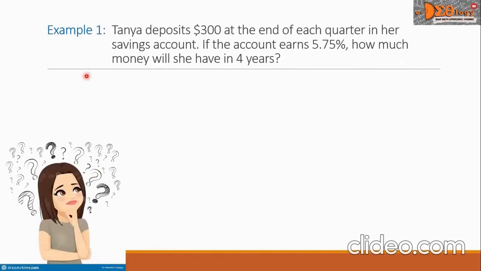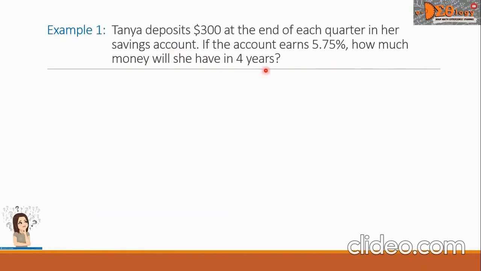Now let us see this example. Tanya deposits $300 at the end of each quarter in her savings account. If the account earns 5.75%, how much money will she have in 4 years?